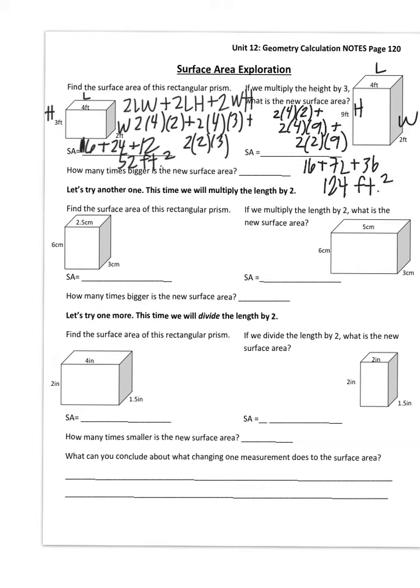So how many times bigger is the new surface area? So if we took 124 and divide that by 52, we'll round to 2 decimal places, we get 2.38 times. Okay, next example. This time, multiply the length by 2. So the length goes from 2.5 to 5.